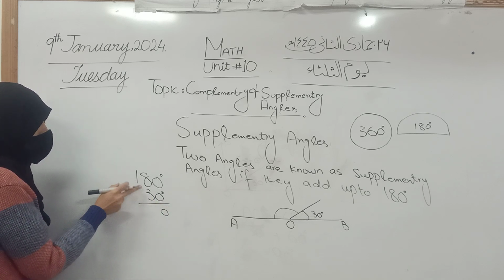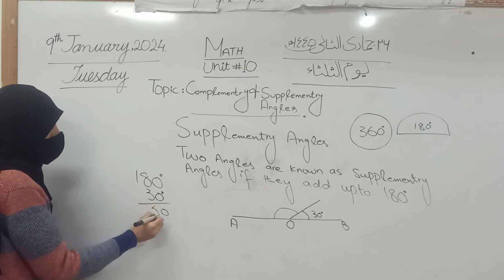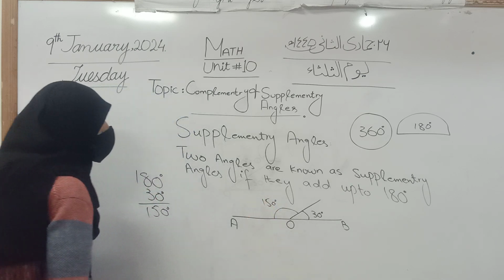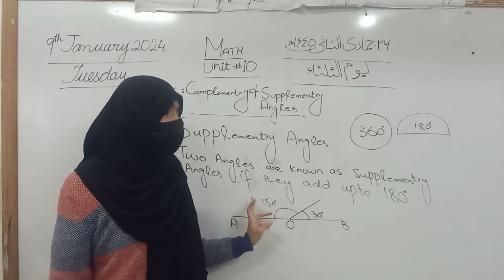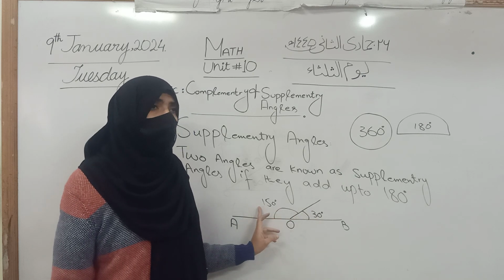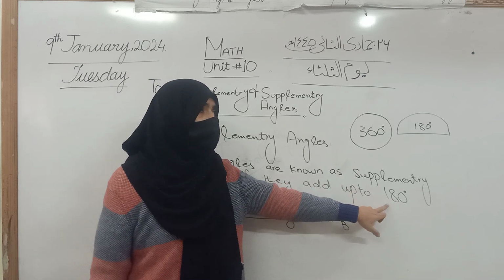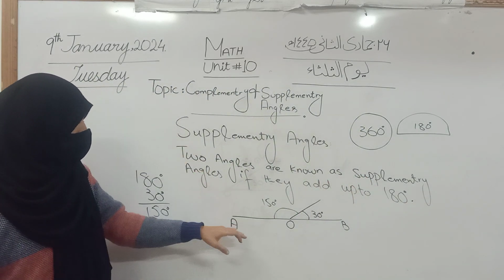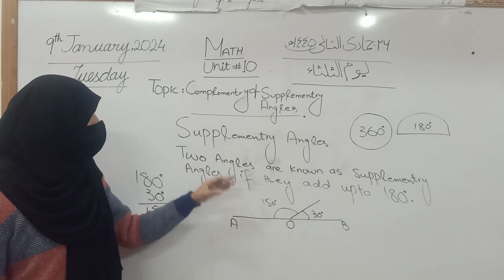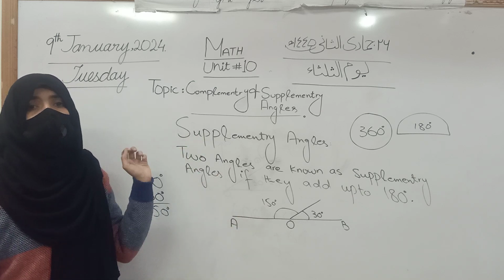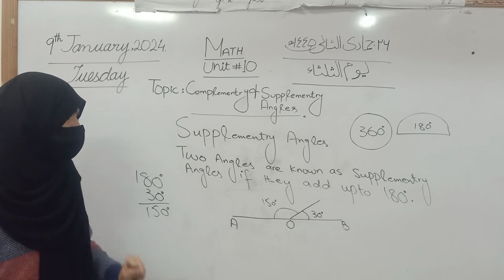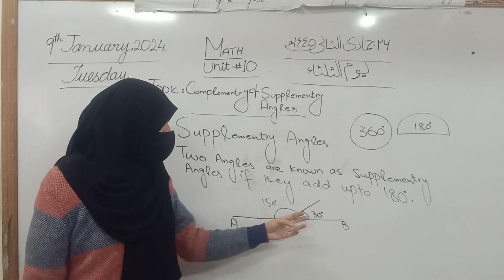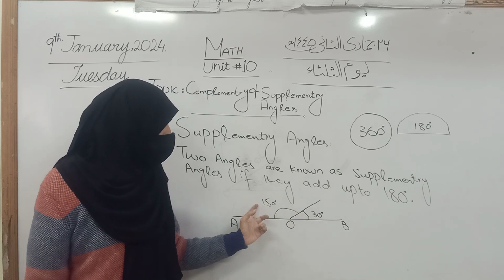We should subtract 30 from 180. Then we will get 150 degrees. Okay. This will be 150 degrees. Now, if I add up these angles, 30 degrees plus 150 degrees, it will be equal to 180 degrees, and the pair of these angles will be known as supplementary angles. Yes, is it clear to all of you? Okay, there could be more examples like this. It's the pair of 30 and 150.